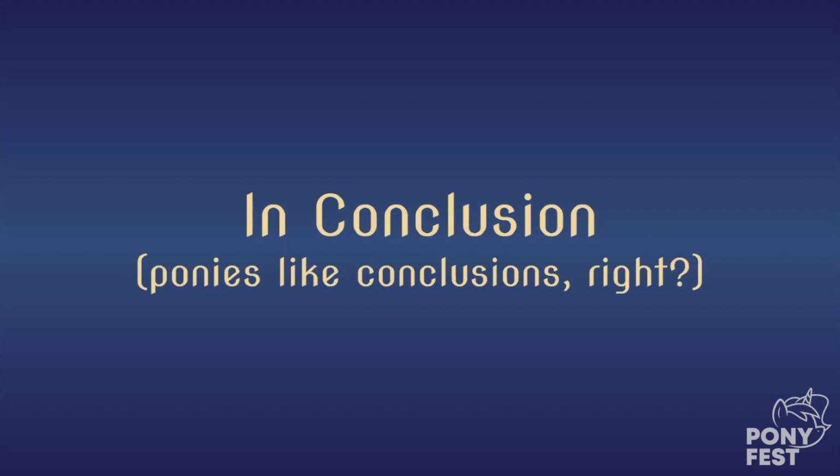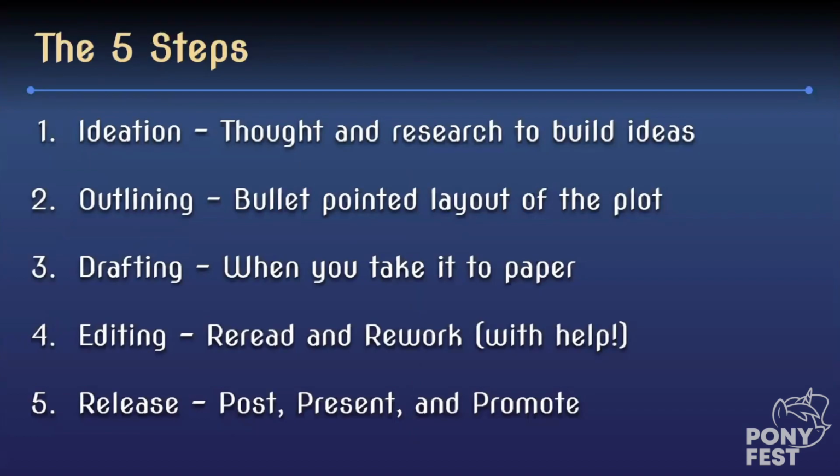In conclusion, because ponies like conclusions, the 5 steps when you are writing a story: you want to start by sitting down and organizing a bunch of ideas. You want to go through and get broad research. You want to make sure you know what you're talking about and what you're doing, and you want to get all those ideas out early on so that you can go on to outlining.